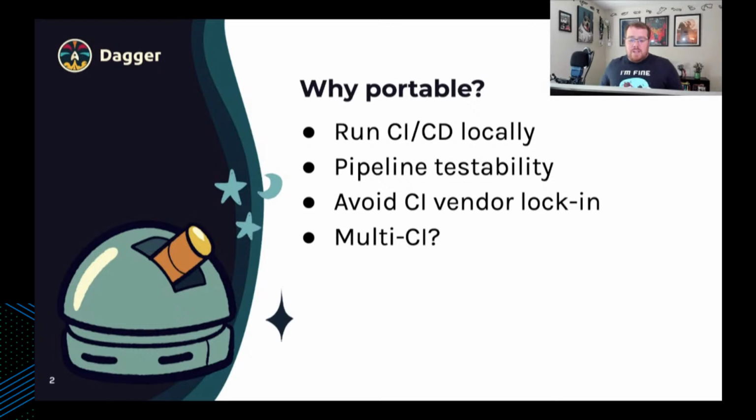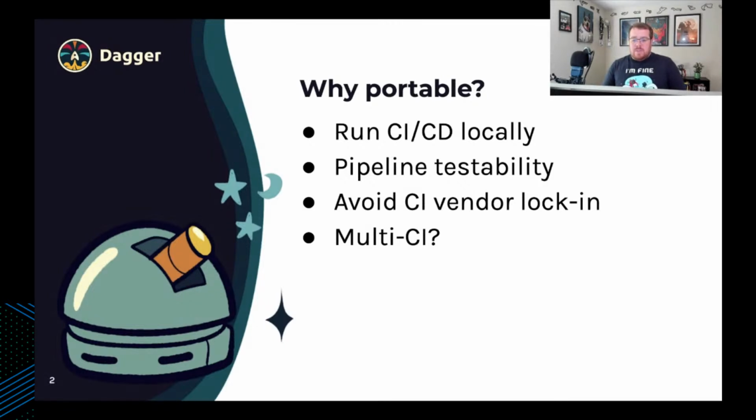And then another possible benefit of being portable is multi-CI. Let's say that you want some of your CI processes running in one CI platform and some in another, or one of your platforms goes down, and you want to be able to run on Circle CI when GitHub Actions goes down. With a portable pipeline, that unlocks that capability for you.